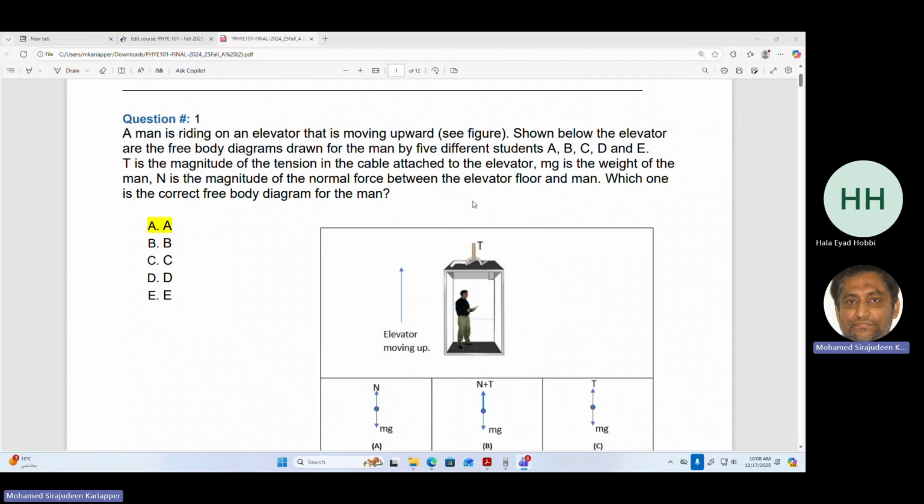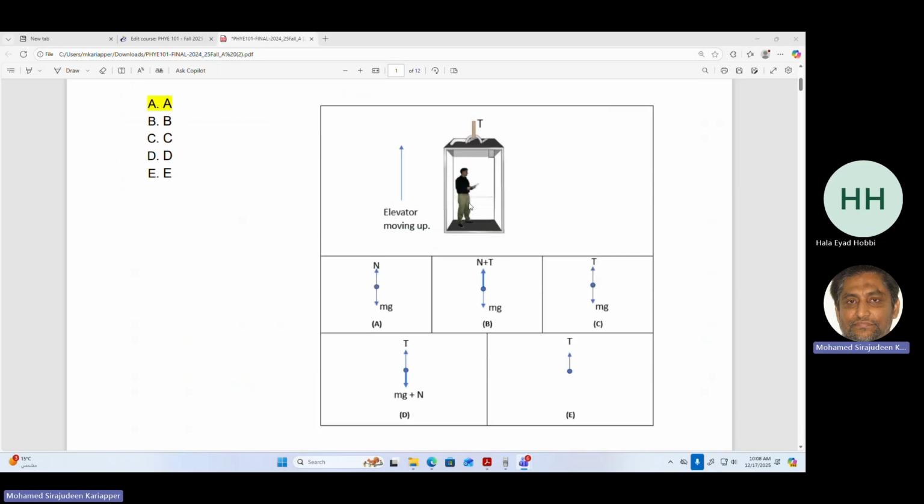This is about free body diagrams. So there is a man in an elevator, and the elevator is moving up. And we just have to draw the free body diagram. Easy question, but however, there are people who get it wrong. You have to understand the free body diagram is on the man, not on the elevator or anything else.